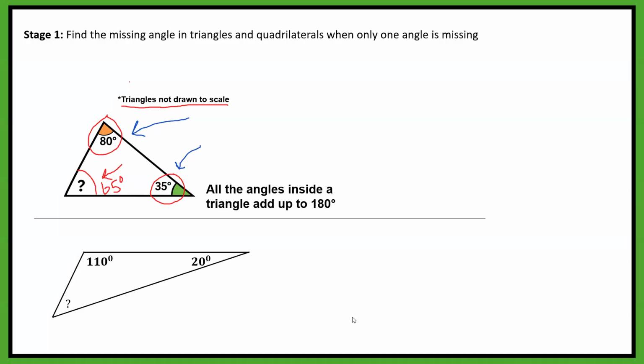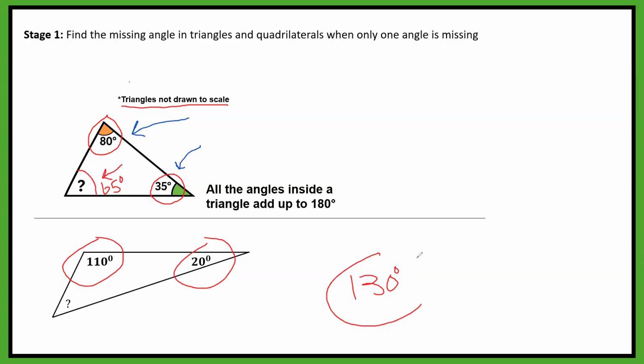Now, I'll go through this really, really quickly. I'm going to use mental addition here because 110 degrees plus 20 degrees is quite straightforward, isn't it? Yeah, it's going to give me 130 degrees. Now, I know that the entire triangle must add up to 180 degrees.